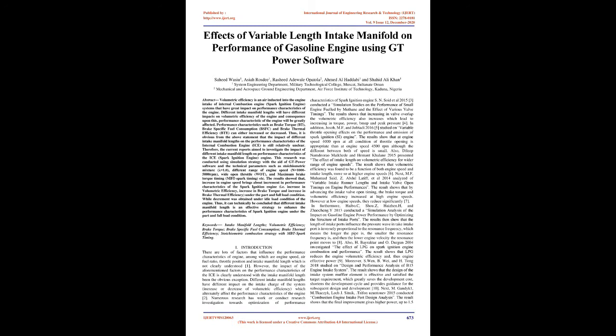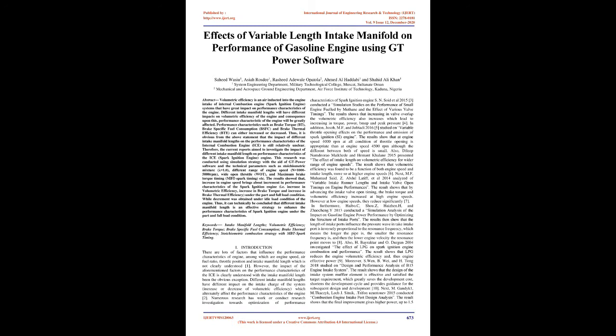However, the impact of the aforementioned factors on the performance characteristics of the ICE is clearly understood, with the intake manifold length being the obvious exception. Different intake manifold lengths have different impact on the intake charge of the system, increase or decrease of volumetric efficiency, which in turn affects the performance characteristics of the engine too. Numerous researchers have conducted investigations towards optimization of performance characteristics of spark ignition engine.